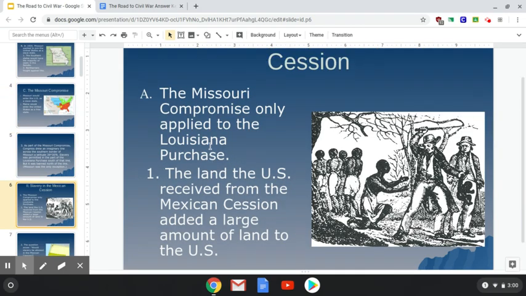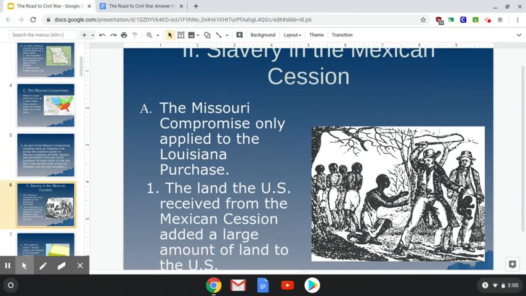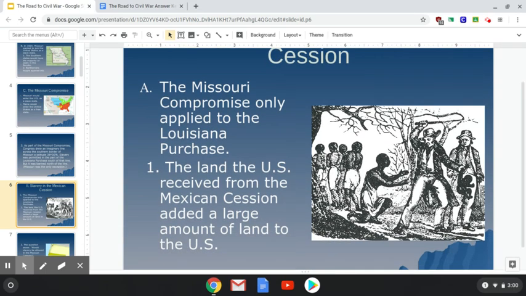So, slavery in the Mexican Cession. Remember, we talked about this when we were looking at the Alamo two weeks ago, and whether Texas was going to secede from Mexico and whether Texas was going to become an official state of the United States. So we talked about that then. Kind of recap that in your mind.